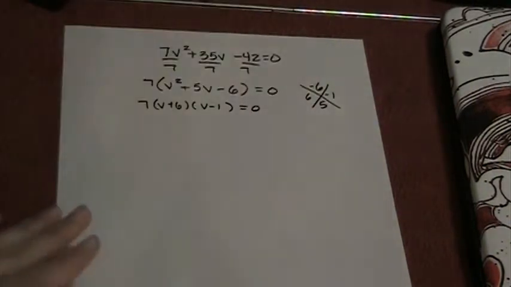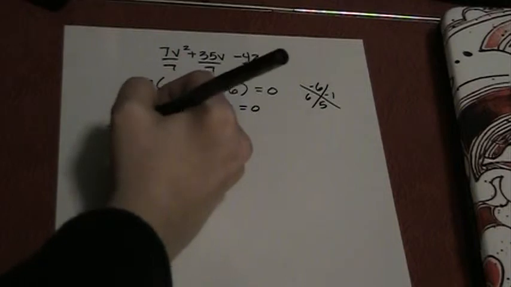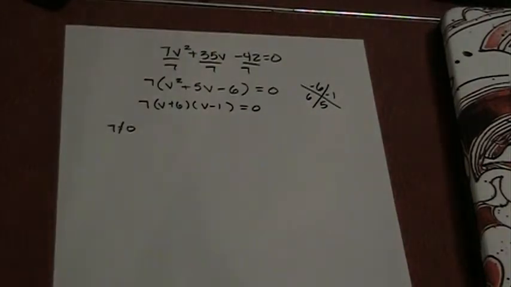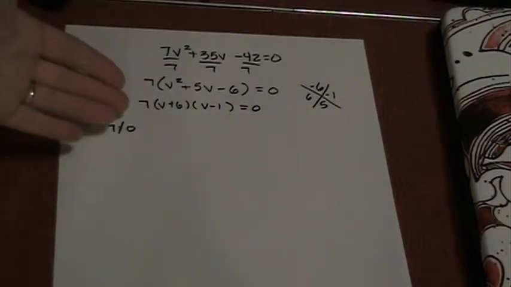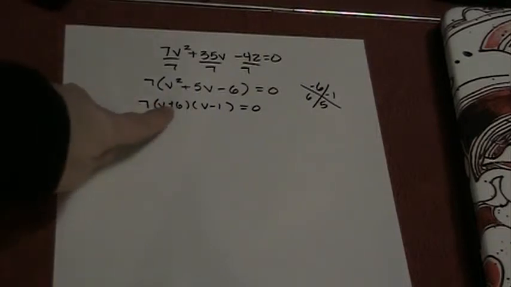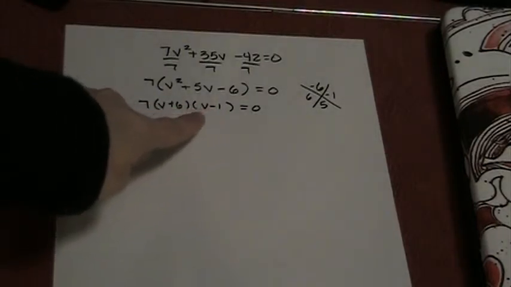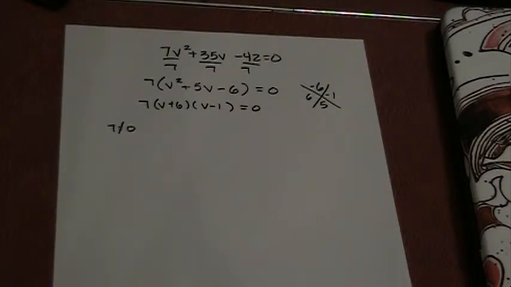Now, for solving, what we do is we take each factor and set it equal to 0. Well, in this case, I have a 7 out front. And if I wrote 7 equals 0, that doesn't make sense because 7 doesn't equal 0. So all that means is this 7 isn't going to affect your solution because if you multiply 7 by 0 as a result from plugging in a number in either of these parentheses, it's going to equal 0 no matter what, the whole thing. So, in other words, I can just ignore the 7.